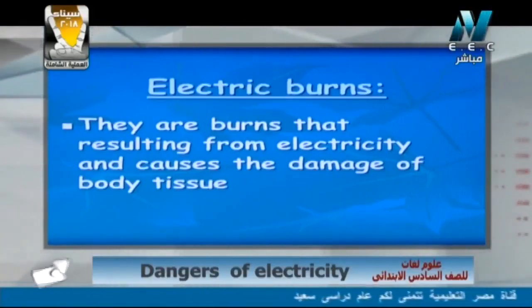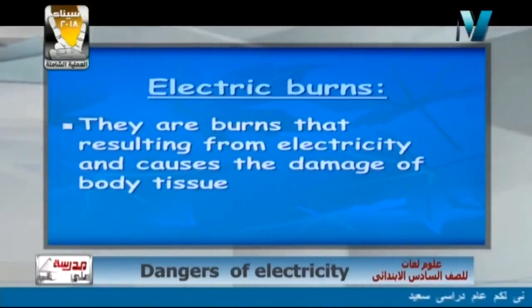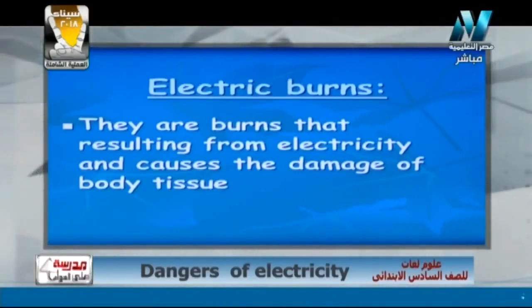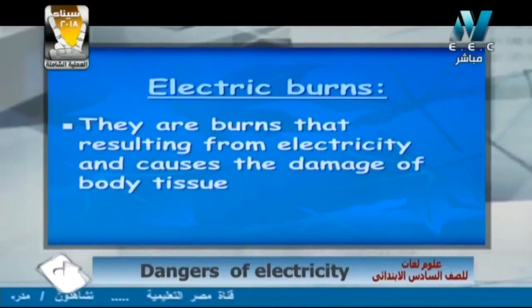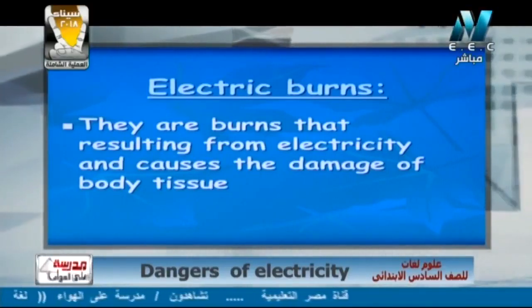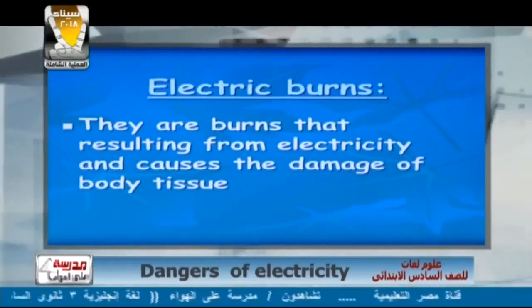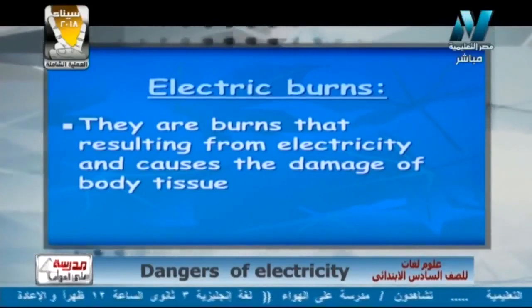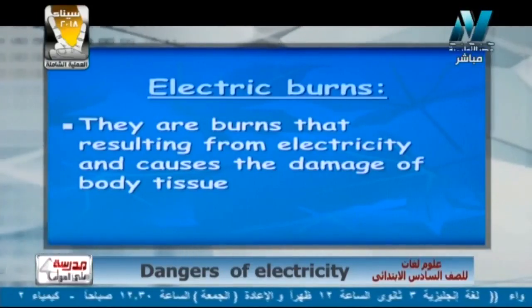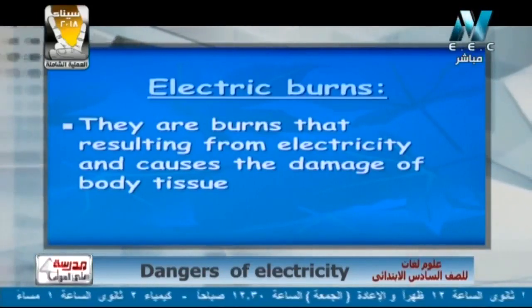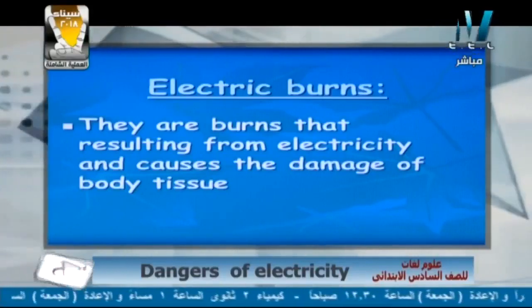يبقى electric fire هي fire في place معين، حريقة في مكان معين، for example house, school, factory, company and so on. But electric burn هي حرق في جسم الإنسان شخصيا. يبقى هنفرق بين electric fire و electric burn. Electric fire حرق في place أو a fire in a place, but electric burn is a burn in the tissue or the cells of the human body.